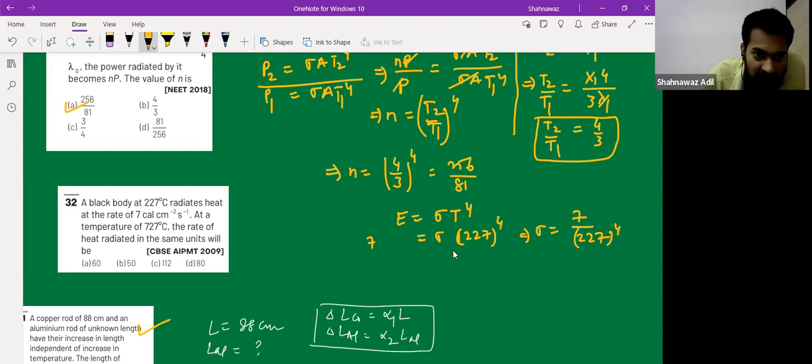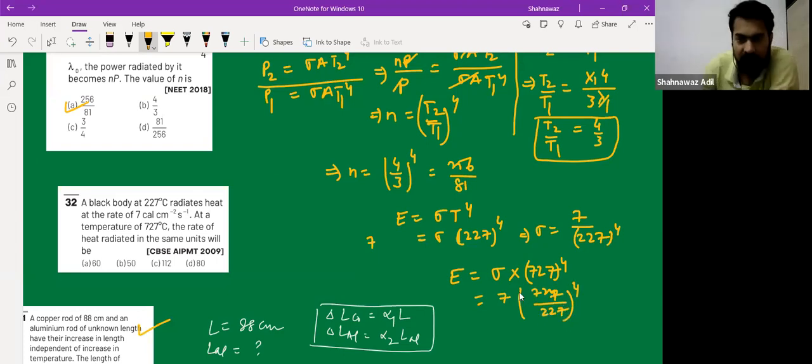And the rate of heat radiated in the same units will be, right? So at a temperature 727, the rate of heat would be what? Sigma times 727 power 4, so this would be 7 times 727 by 227, whole power 4. Okay, so this would be how much?